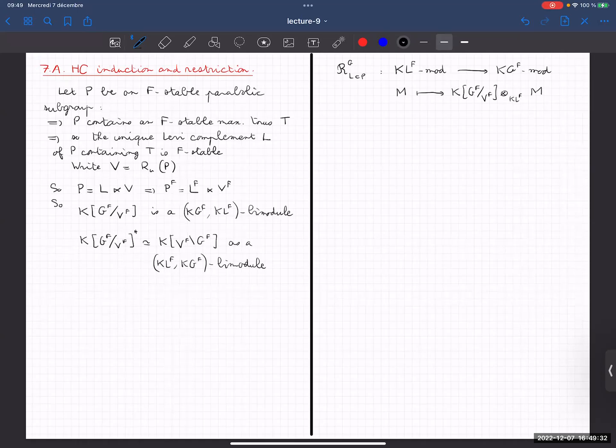And in fact, as in the case of SL2, you can also write it as just a classical induction from P^F to G^F of M tilde, where M tilde is the same as M, but we view it as a P^F-module by letting V^F act trivially. We denote it by M tilde and take the induction. And this is the Harish-Chandra induction.